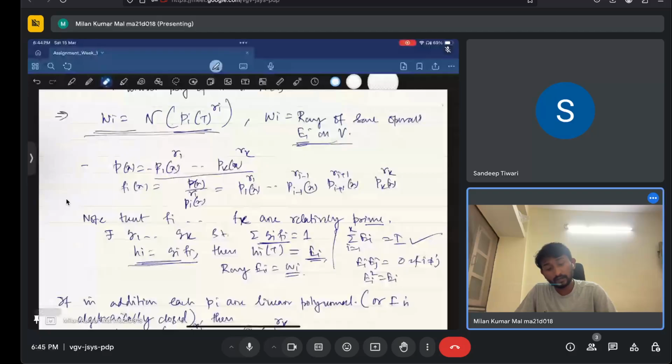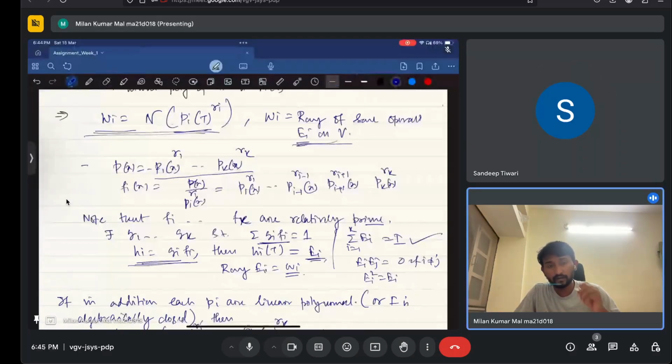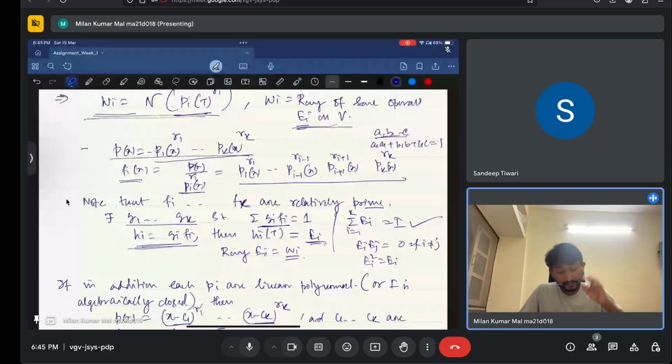We know that if a, b, c, three terms, are relatively prime to each other, then there must exist a1, b1, c1 such that a a1 plus b b1 plus c c1 is equal to 1. And this happens by the Euclidean algorithm, sir, in a principal ideal domain it will happen. By Euclidean algorithm, the same thing happens here for polynomials as well.